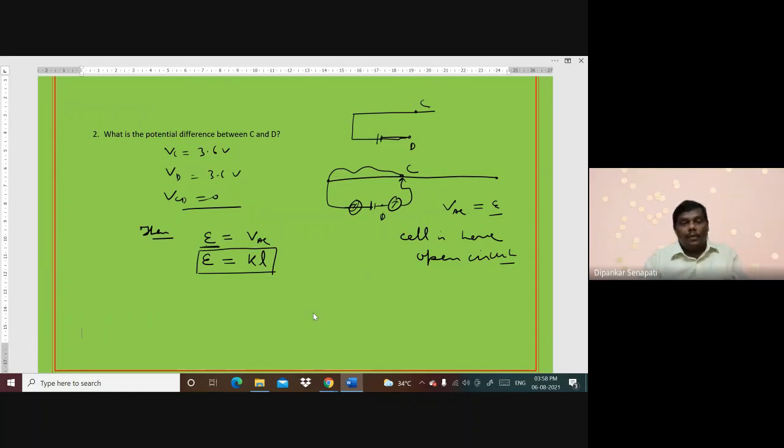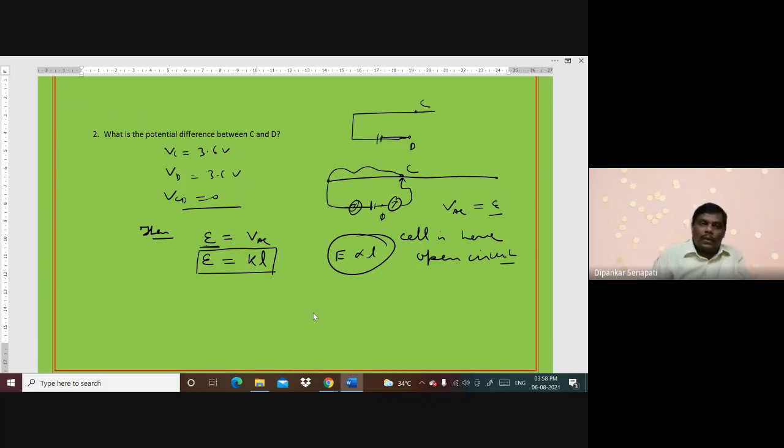Okay, now let us see what the first point is. For the first point, we have the potential gradient. The potential gradient remains constant, and if a balance condition is achieved with the help of a galvanometer, then E is equal to VAC, that is, E equals K into L, or we can say E is proportional to L. Okay, now let us see how this potentiometer can be used to compare the EMF of two cells.